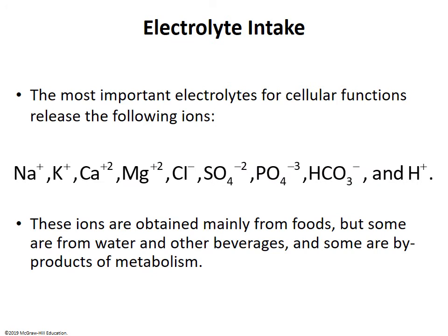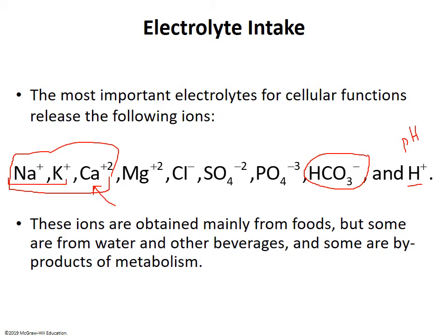Now, the most important electrolytes for cellular functions are going to be the big three. All of these are important. Again, I don't want to overlook the bicarbonate and hydrogen ions. This is all about pH, and so it is super important. But for us right now, let's just stick with the big three here. Calcium is needed for not only nerve conduction, but muscle contraction. And these right here are really the main ones in nerve conduction. And again, calcium is going to be the end result of the action potential because it's what enters the synaptic knob to cause release of the neurotransmitter.